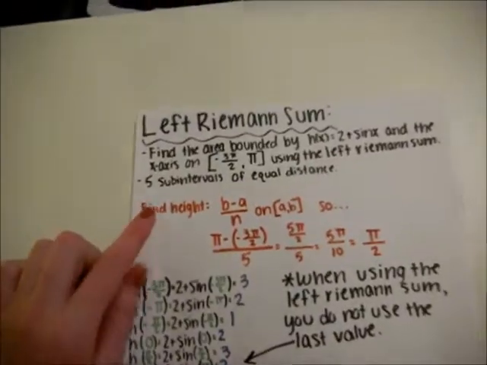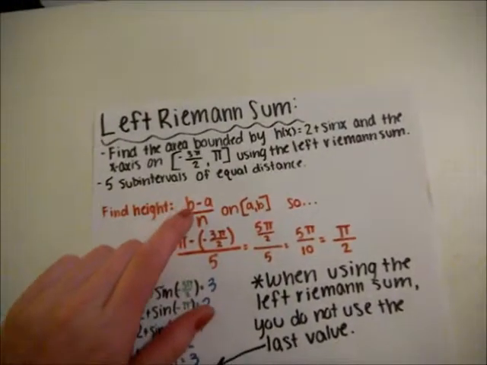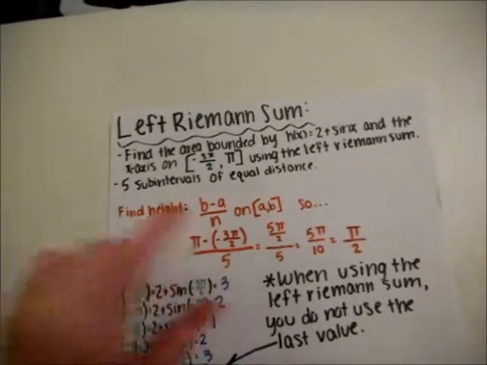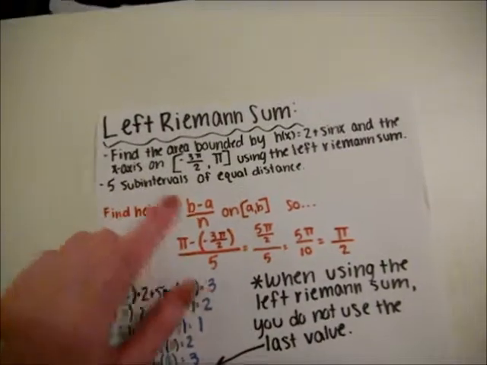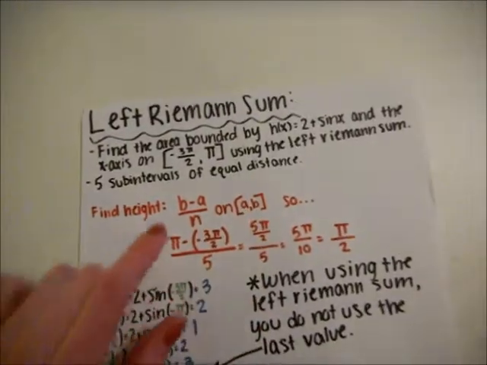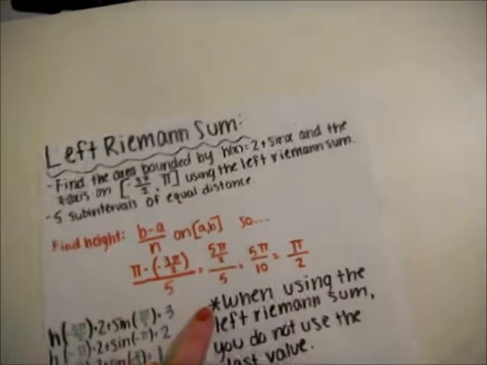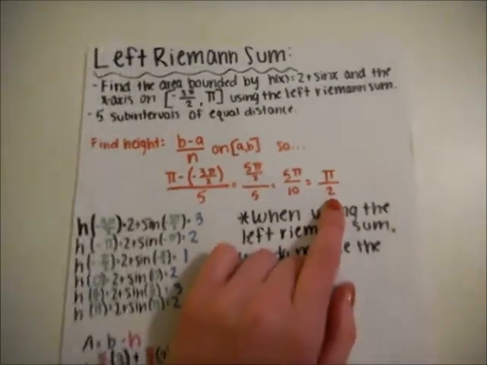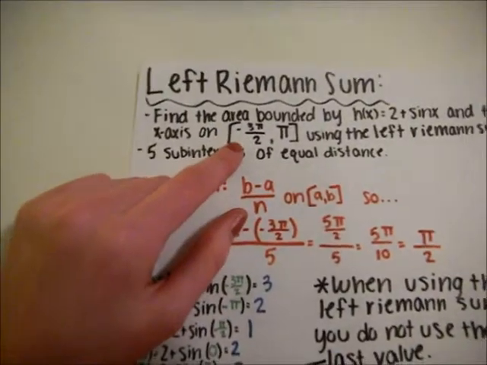So first, to find the height, we have to do b minus a over n, n being the number of subintervals, and b and a being the closed interval from a to b. So plugging in these values, you get pi over 2. Pi over 2 is the height, and this is your interval.